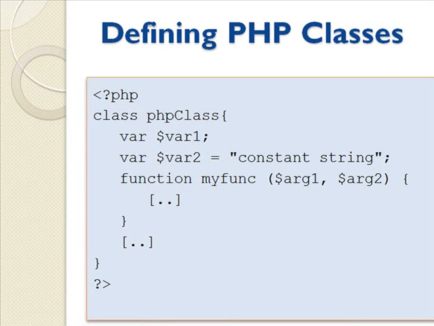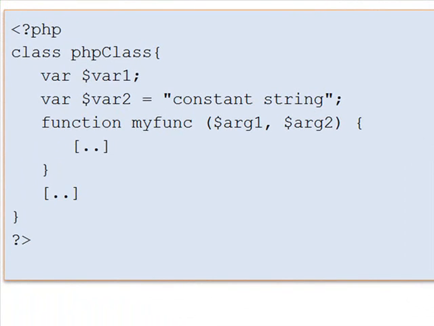Variable declarations start with the special form var, which is followed by a $ sign and the variable name. They may also have an initial assignment to a constant value. The function definitions look much like standalone PHP functions but are local to the class and will be used to set and access object data.